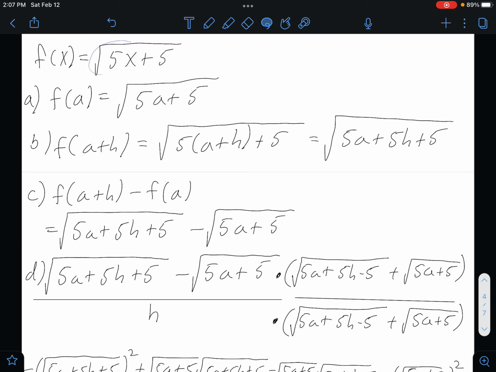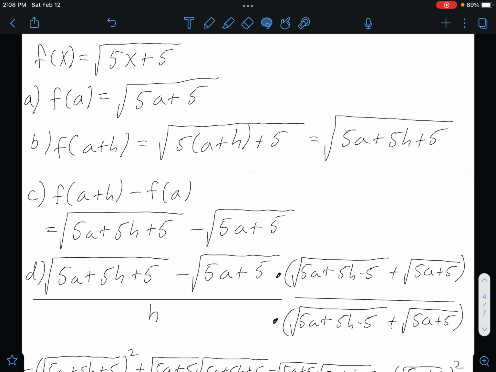F of x is equal to radical 5x plus 5. So plug in a for x, and you get radical 5a plus 5. Plug in a plus h, and you're going to get 5 times a plus h plus 5 in the radical. And then your radicand here becomes 5a plus 5h after distribution. No more simplifying to be done here, so again, pretty straightforward.